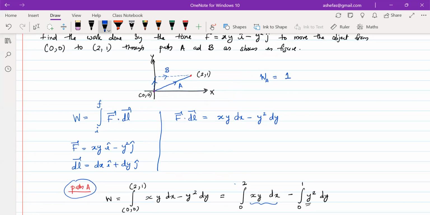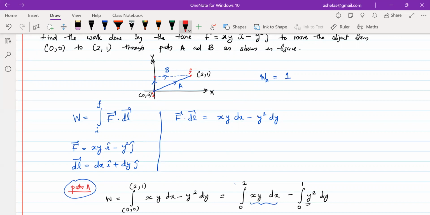Now similarly we can find the work done through the path B. So actually the path B starts from 0, 0, reaches here, which is this point, then it reaches the final point. This is our initial point, this is our final point, but there is an intermediate point here. So how can we perform that integration? This integration can be split into two parts.